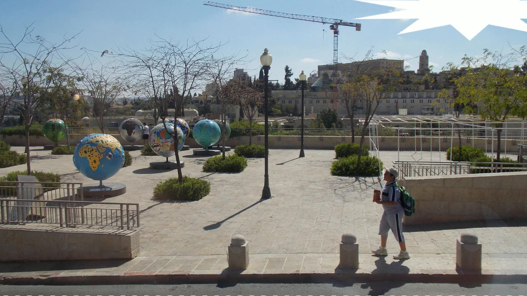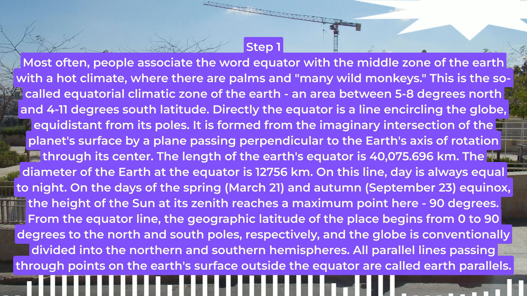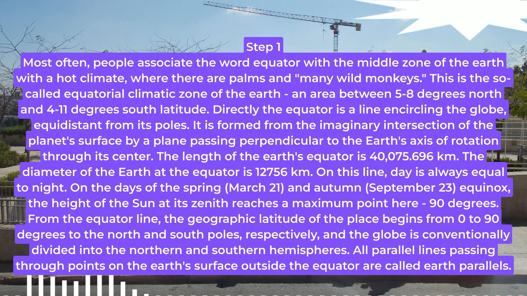Instructions. Step 1. Most often, people associate the word equator with the middle zone of the Earth with a hot climate, where there are palms and many wild monkeys. This is the so-called equatorial climatic zone of the Earth, an area between 5 to 8 degrees north and 4 to 11 degrees south latitude.